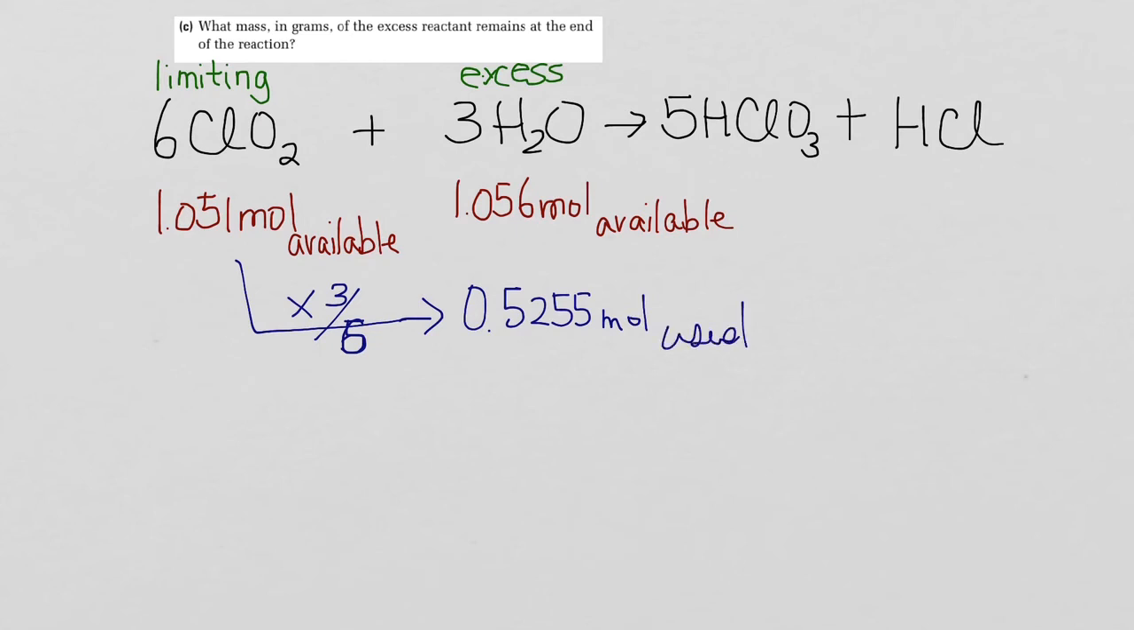So again, this sounds very repetitive, but what we have done is this. We have said that out of 1.056 moles of water available to us at the beginning of the reaction, at the end of the reaction when our chlorine dioxide runs out, we have only used 0.5255 moles of water. So I'm going to put that down in writing.